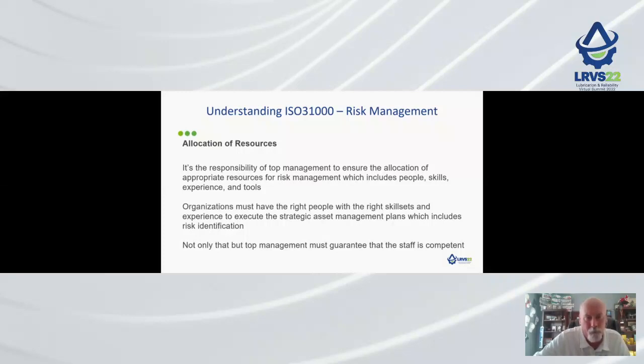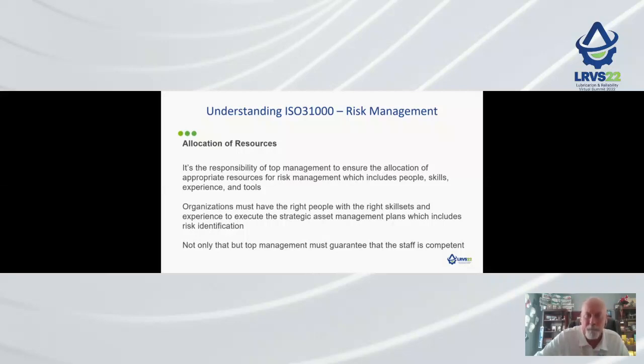So, when we go in there, not only do we need that assurance from top management, but we must guarantee that the staff is competent. There's a difference, okay? I can have the right people, but they may not be competent, or they may not have the right skills. That's part of the equation. The right people on the right bus, in the right seat, okay? So that's the allocation. It's not just human resources. It's all these other resources that go along with it: the tools, the systems, the policies, the procedures, all that bundled together is the appropriate resources.